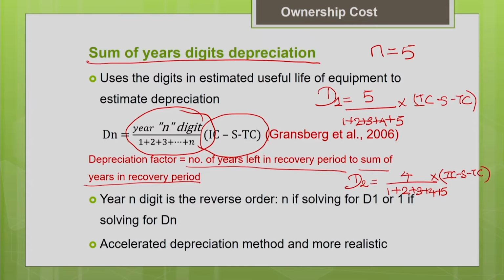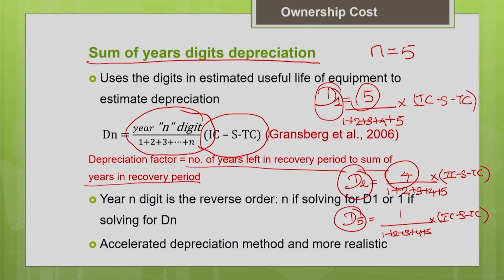Similarly, depreciation for the last year, D5, will be equal to 1. Number of years left in the recovery period is 1. So 1 divided by 1 plus 2 plus 3 plus 4 plus 5, multiplied by initial cost minus salvage value minus tire cost. So one shortcut you can remember is that year and digit are in reverse order. If you are calculating the depreciation for the first year, the digit in the numerator will be in the reverse order. Second year, it is equal to 4. Okay, for fifth year, the digit in the numerator will be 1. So year and digit in the numerator are in reverse order. So keep that in mind.